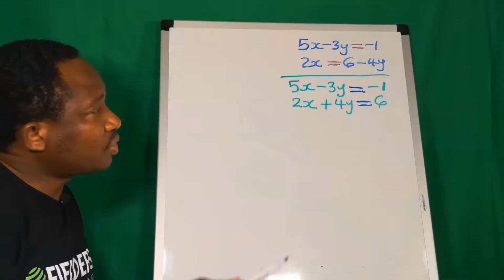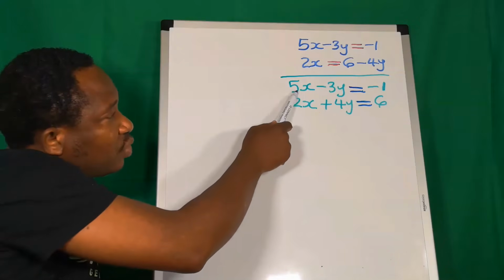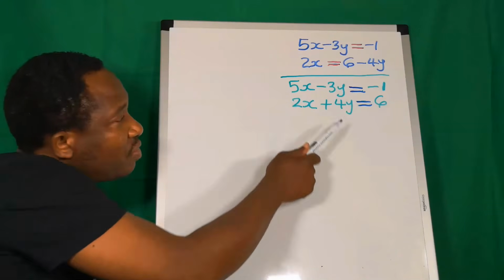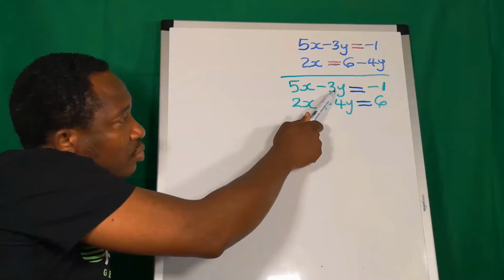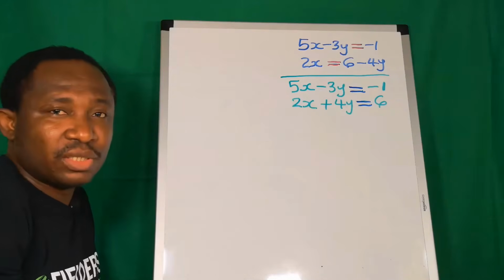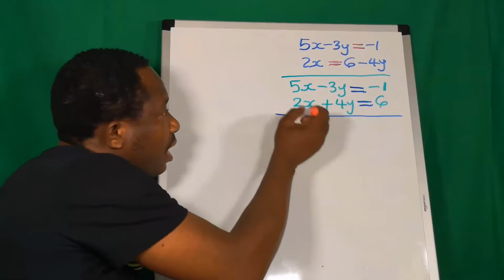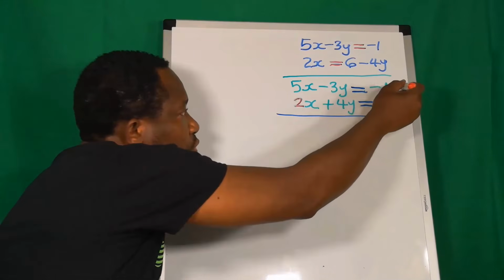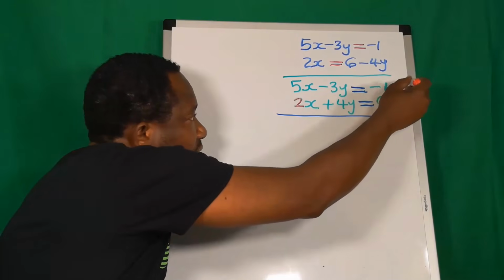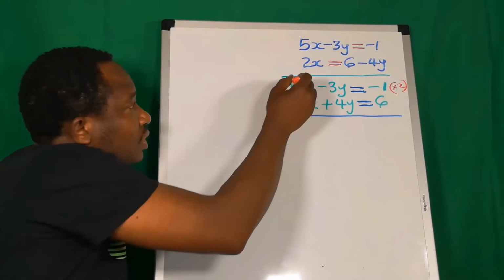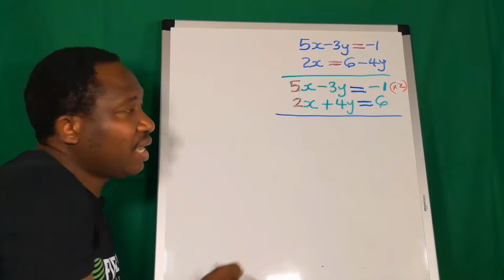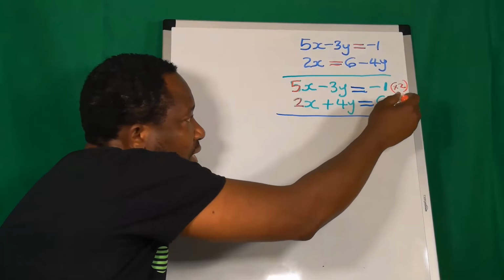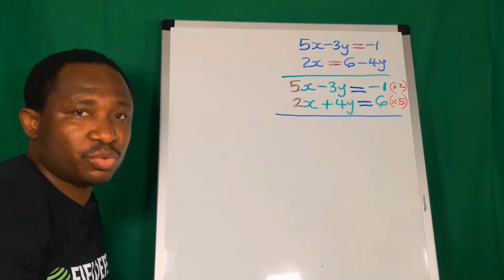Next, we're going to consider that the coefficient of x in equation 1 and 2 are not the same. Likewise, the coefficient of y in equation 1 and 2 are not the same. Hence, I will use this 2, which is the coefficient of x in equation 2, to multiply everything in equation 1. I will use this 5 in equation 1 to multiply everything in equation 2.